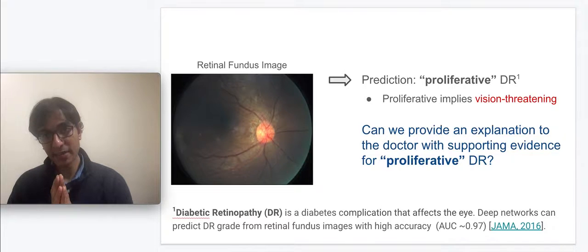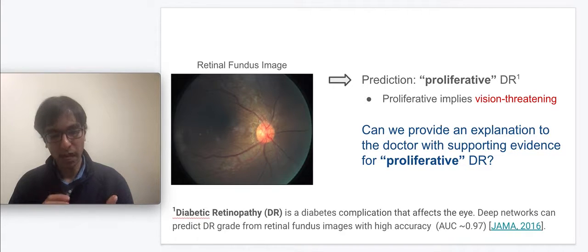So this case study was about, can we use explainability to further offer explanations for how the model reasons. In particular, can we offer explanations to assist the doctor? So for instance, this image on the screen over here is labeled as proliferative DR. So can we provide an explanation for why the model thinks it's proliferative?